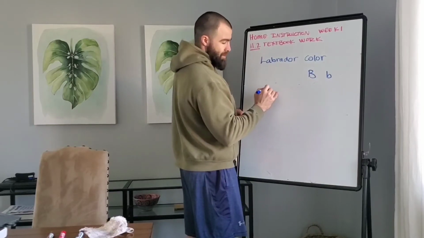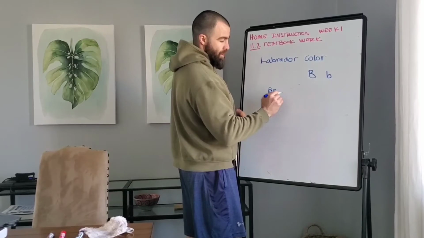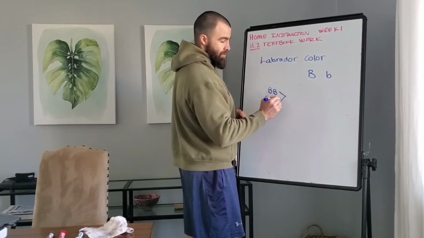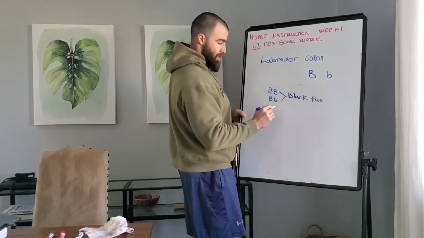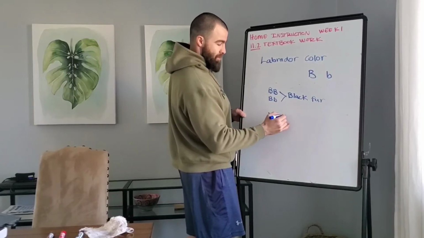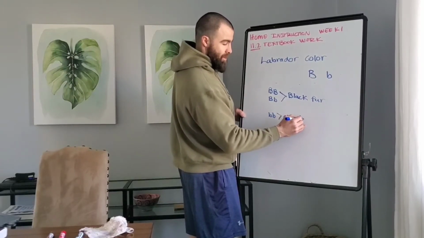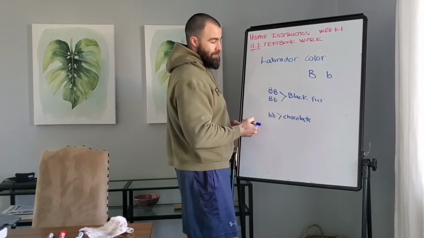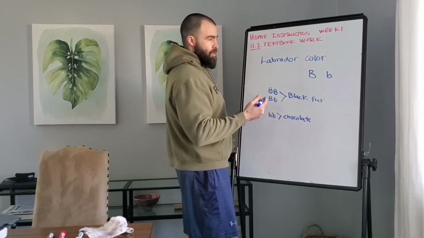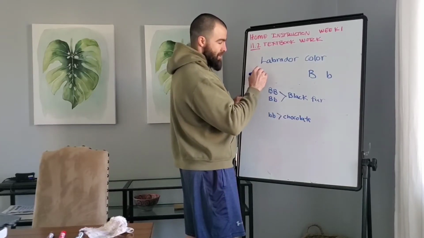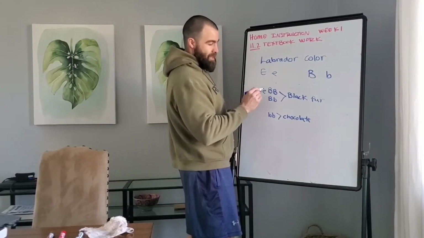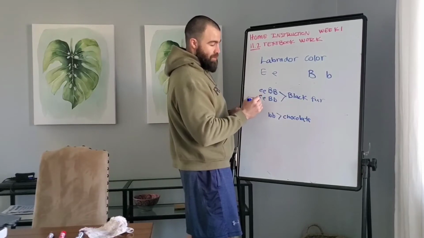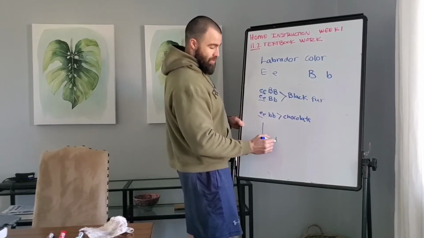So if you're this or if you are this, that is going to give you black fur. If you are this, this is going to give you that chocolate color. So it's brown, like you have a black lab or a chocolate lab. Well, where do the yellow labs come from? Well, there's this gene, the E. This is the epistasis gene. So if you have this, that's going to mask any of the coloration that you're having. So if you have this, little e, for any of these genotypes, that is going to make you a yellow lab.